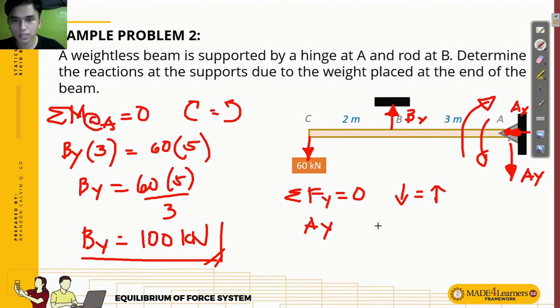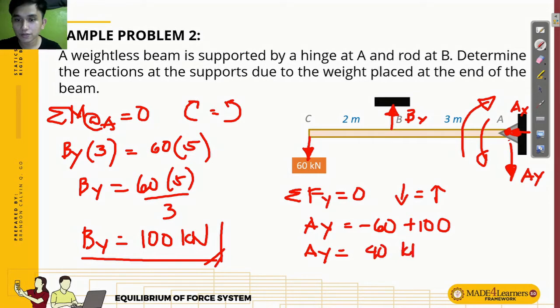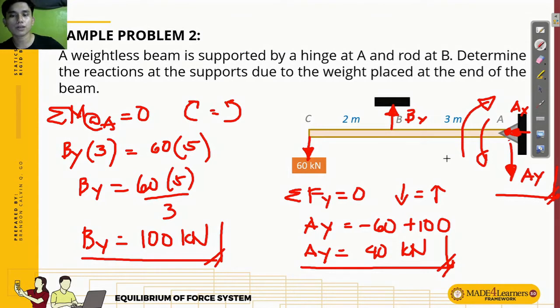If I transpose it, it becomes negative, negative 60. The upward is By, which is 100, plus 100. So negative 60 plus 100 is equal to positive 40. It is positive, class, because our assumption for AY is correct. Okay? And summation of forces along the x-axis is equal to 0. There is no line force aside from the horizontal reaction. Therefore, AX is equal to 0.